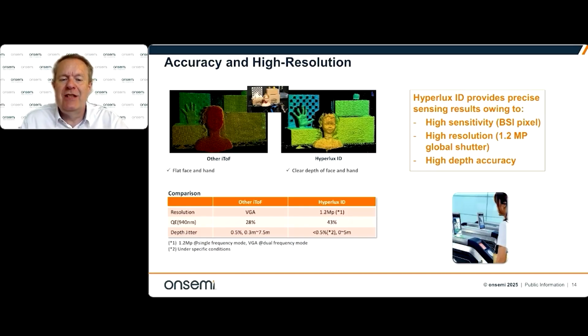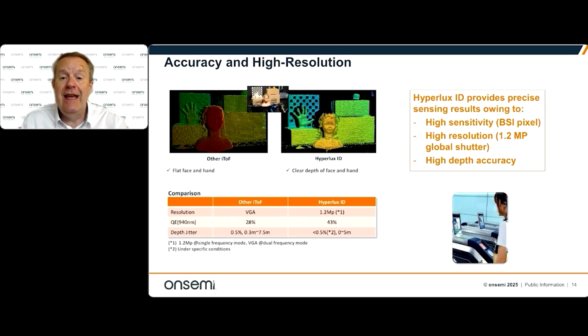So the depth jitter that we can get to is less than 0.5% at 0 to 5 meters. So 0 to 5 meters depth, we can have a depth jitter of less than 0.5%. Think about that in terms of millimeter determination with accuracy of depth over a 4 to 5 meter range, which is typical in warehousing or factory type of applications.